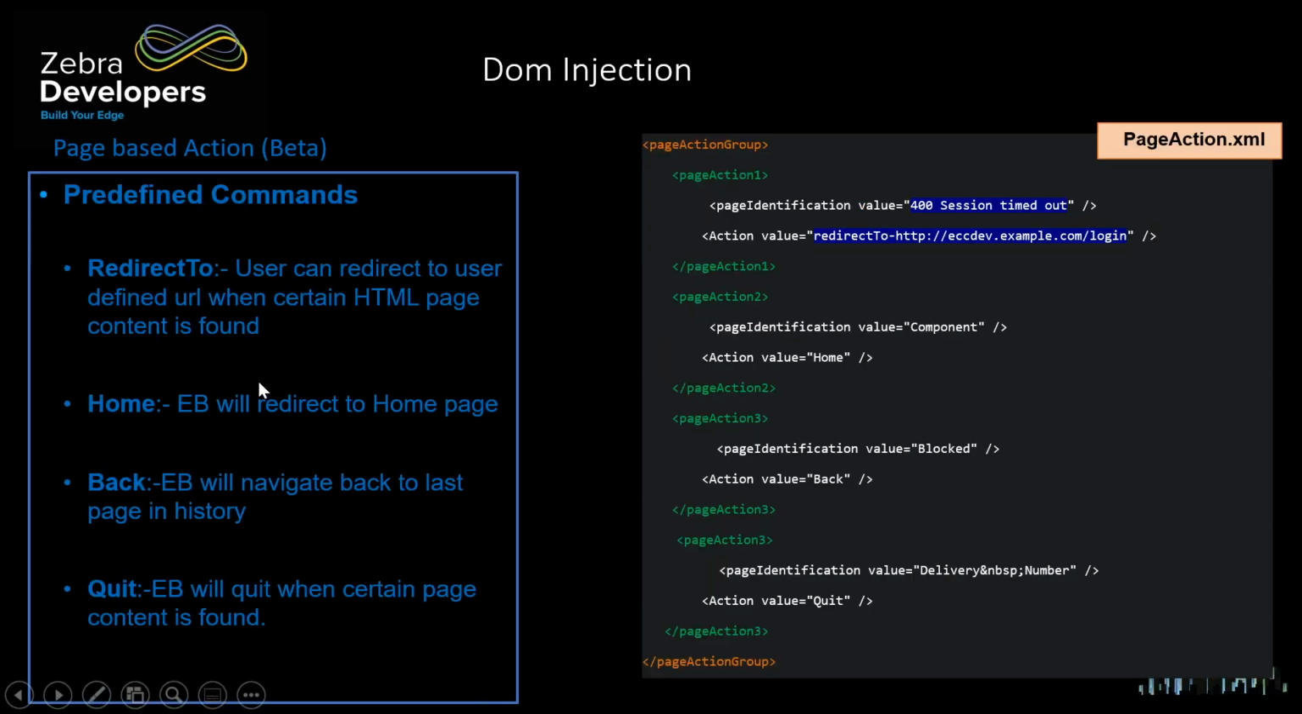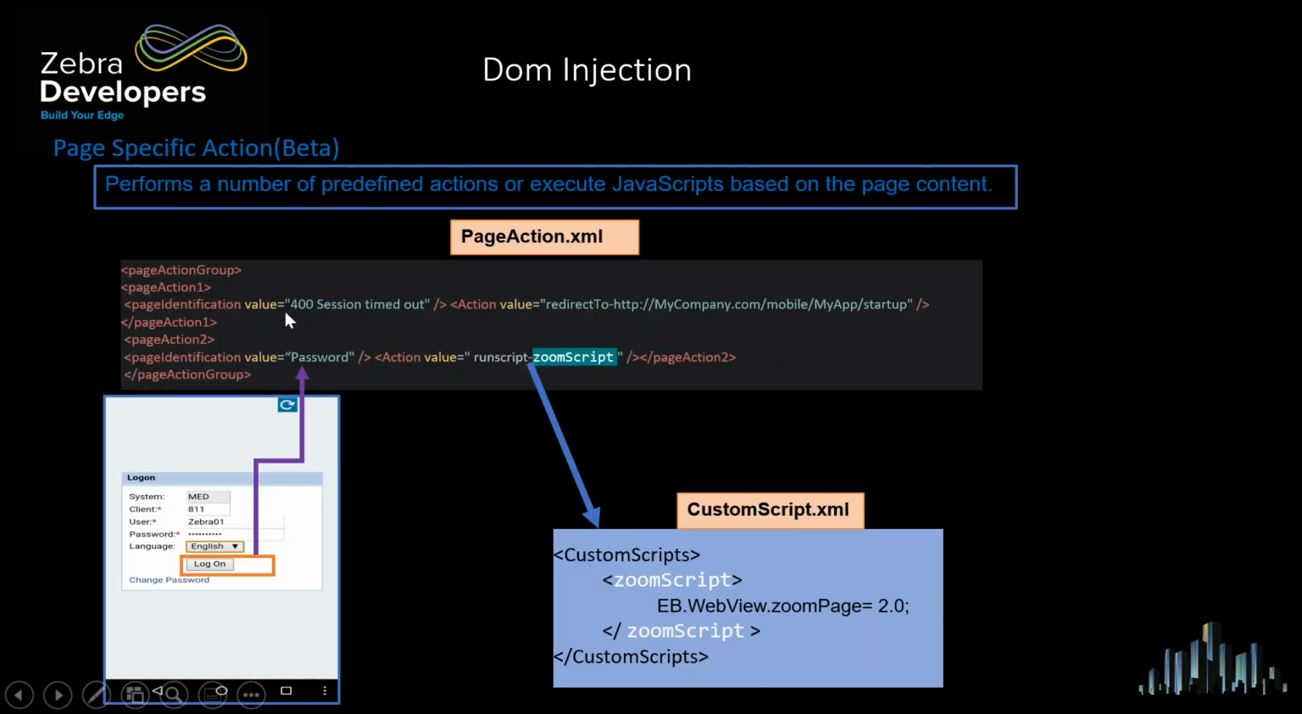it comes in the enterprise browser. You can easily configure it, so that whenever in the web application you receive this type of timeout, due to this XML, due to this configuration, it will automatically redirect to this particular URL. Or if the page has a content called password, it will automatically zoom the page by 2 times.